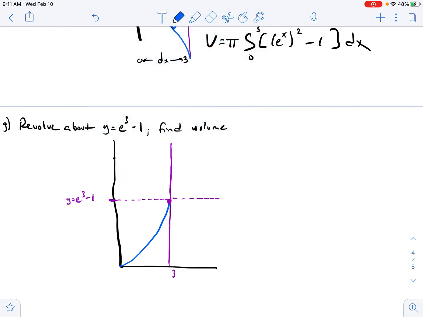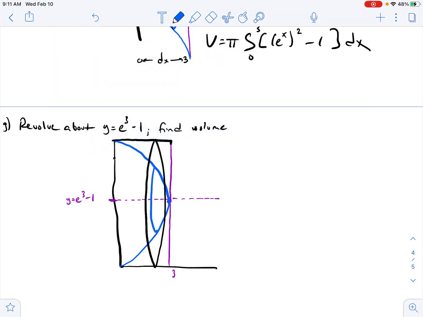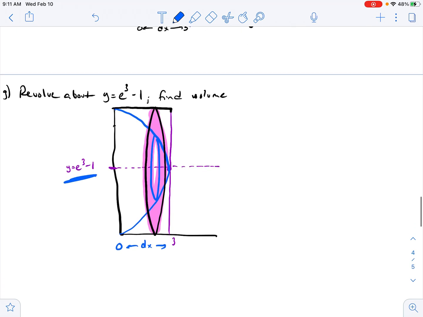Okay, so let me get the blue in place. And let me get the x-axis rotation there. And again, careful here. It looks like we're going to have a large set of circles created by the axes. We're going to have a smaller set of circles created by the blue function. And again, we end up with these washers. Okay, so sometimes the axes themselves act as things that are rotated. And again, now we have orientation from left to right, so we're dealing with dx washers with a strange alternate line of rotation. Let's set it up.